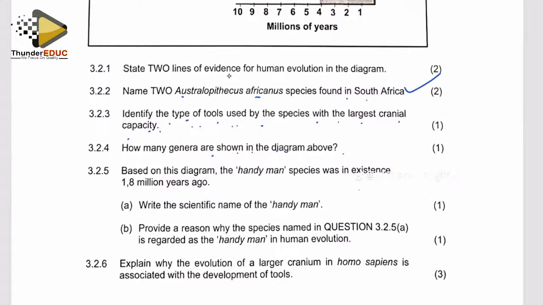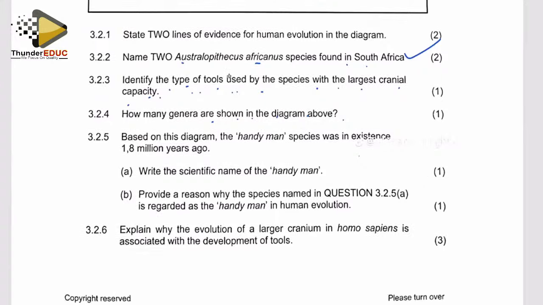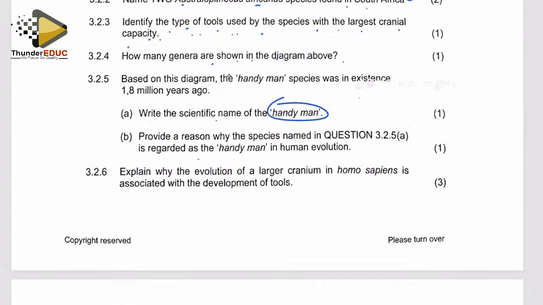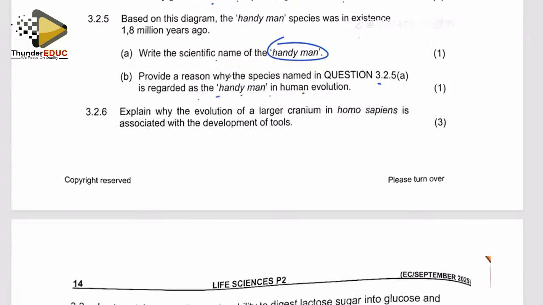They're saying that based on this diagram, the Handyman species was in existence 1.8 million years ago. Write the scientific name for Handyman. That is Homo habilis. Handyman, remember, is the first man to use tools, so we call them Homo habilis. Provide a reason why the species named above is regarded as Handyman. It means that it's the one which first used the tools. So I've given the answer.